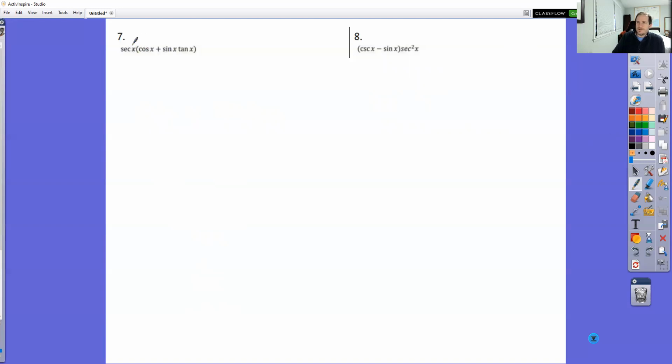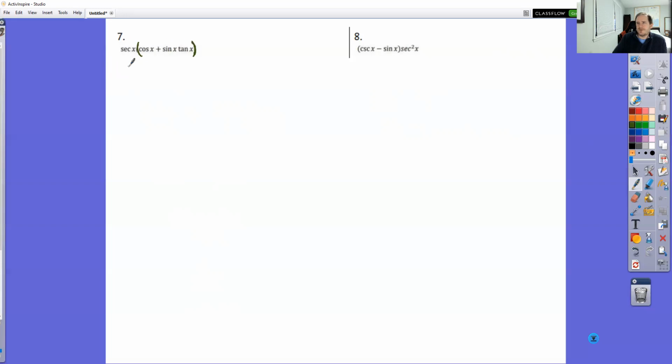All right, so here, I'm not sure what I want to do. Should I clean up what's in parentheses first and then distribute, or should I distribute right away? I'm not sure. It kind of depends. Tangent is what? Sine over cosine? What is secant? 1 over cosine? So distributing that in will turn this first term into a 1. It'll turn this into, yeah, okay. I think I would distribute it. It doesn't really matter.